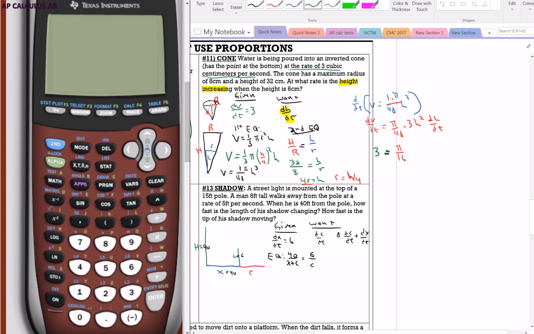Do we know what h is? When the h is 6, right? So h squared times dH dt, but remember dH dt is the thing that we want. So that's the thing that's not going to be replaced. And so I'm left with this. And if you do this, you can imagine, I could just divide both sides by this, right? If I want to do that first, it'd be like 3 over 36 pi over 16. And then, instead of dividing, you multiply by the reciprocal. So it'd be 48 pi over 36, right?